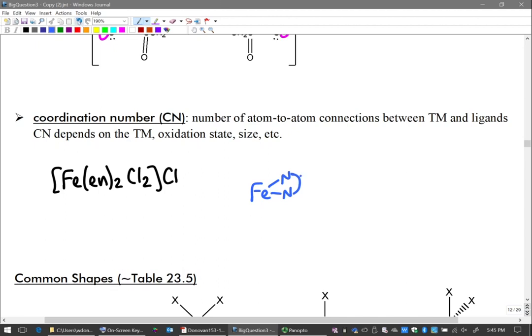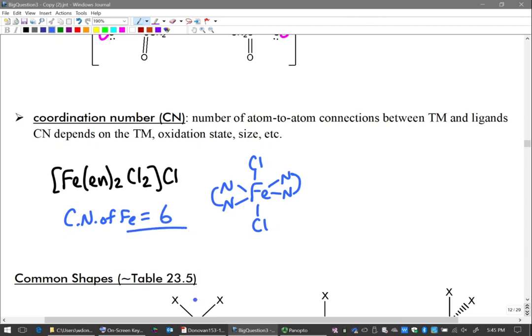It forms 2 bonds. Same with the other En. There's a second En, and it forms 2 bonds as well. And then I got 2 chloride ion ligands as well. So how many bonds is that drawn to the iron? 6. There's 2 bidentate. Each of them makes 2 bonds. There's 2 monodentate. Each of them makes 1 for a total of 6. So the coordination number is 6. So not 4 and not 5.